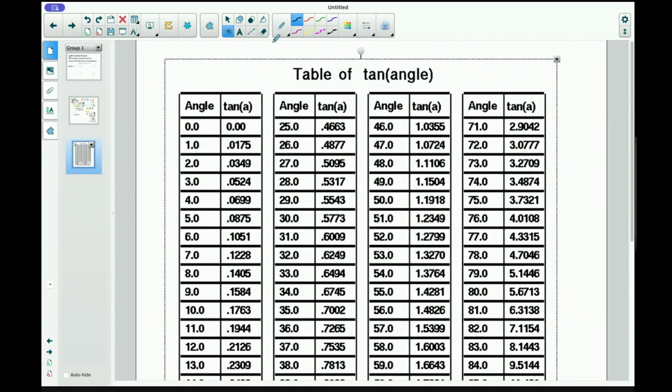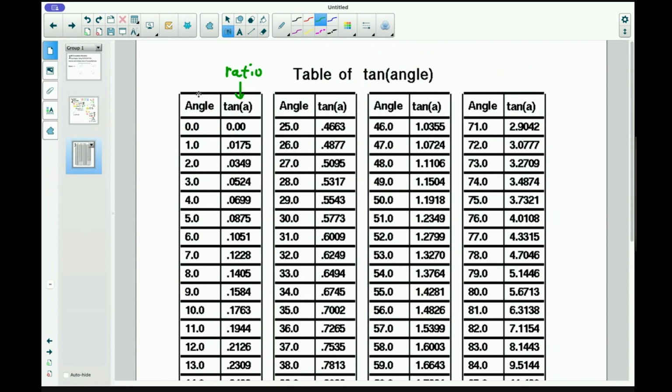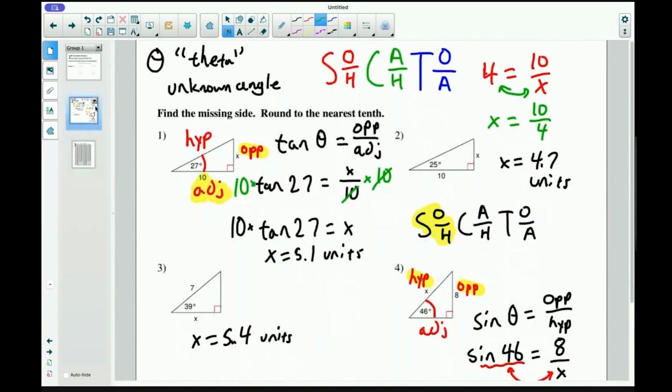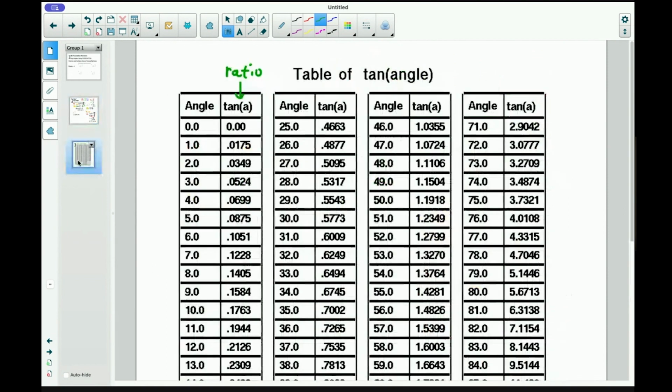This is basically a table where if you know the angle of something, you can find out the ratio of the two sides. This part right here is what we call the ratio, and the angle is just the angle. Oddly enough, going back to our first question, tan 27, well, 27 was our angle. If I punch in tan 27 on my calculator, tan 27 is equal to 0.5095.